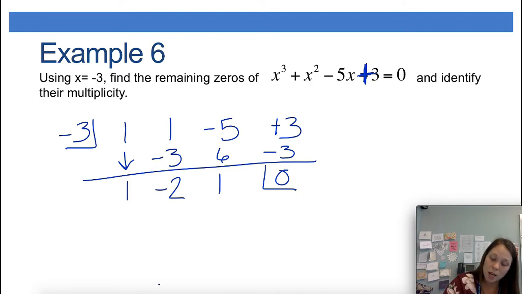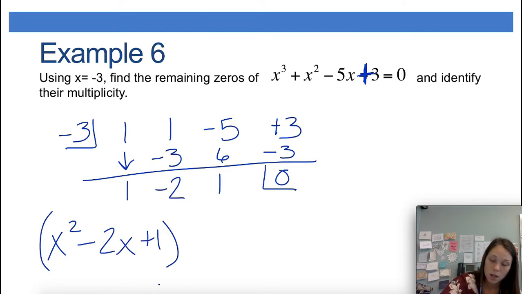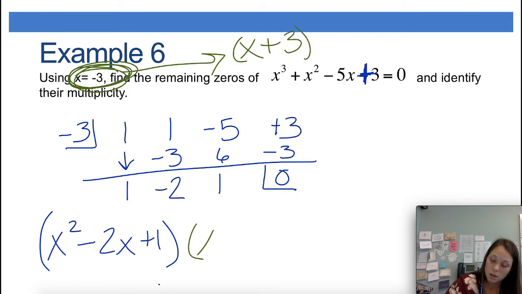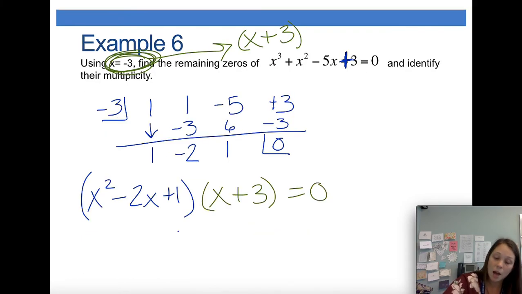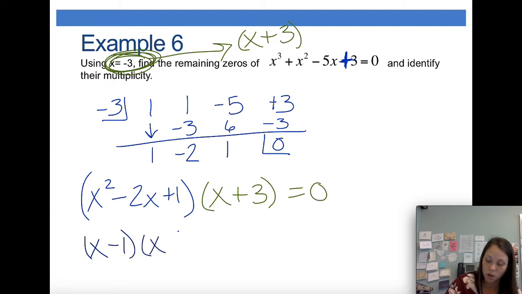So what we've just done is we've taken this cubic, we've divided it, we have coefficients 1, -2, and 1, which means we have the quadratic x squared minus 2x plus 1. The x equaling -3 part here is really coming from the binomial x plus 3. So I'm going to pull that down for my factored form. I'm then going to factor x squared minus 2x plus 1. What multiplies to 1 but adds to -2 is x minus 1 and x minus 1. The x plus 3 carries down and the equals 0.